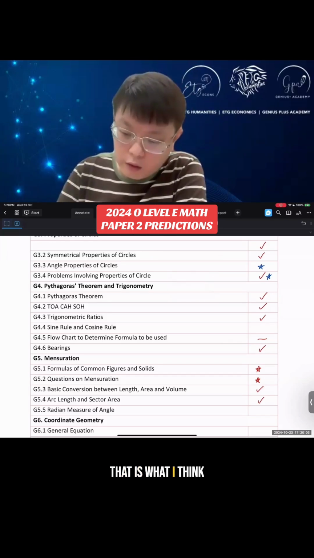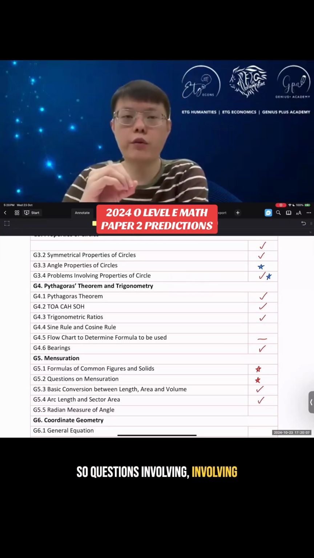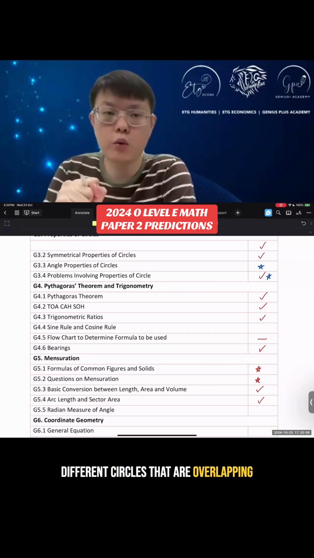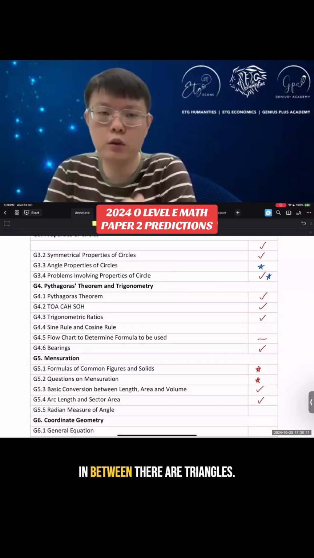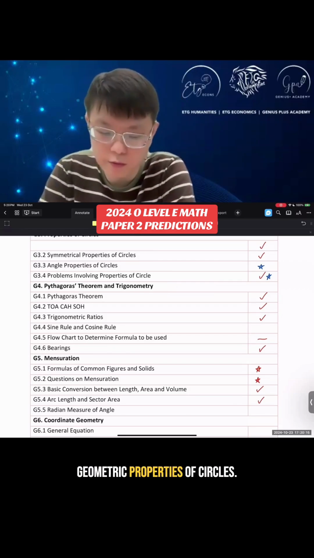Okay, that is what I think Cambridge would likely test. So questions involving different circles that are overlapping with different radiuses, and then in between there are triangles. That's how I think they will test geometric properties of circles.